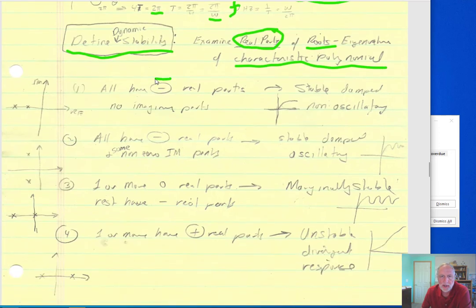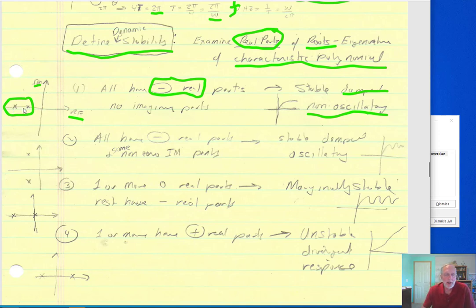If they all have negative real parts, then we have the first case we looked at, which means it damps out to the new steady state value, it's non-oscillatory, and it's damped. And if you plot the roots, they show up over here on the left side of the complex plane, imaginary axis, real axis. So you see these over here, they're both real, they're on the real axis. They're negative, so we get the damping and no oscillation.